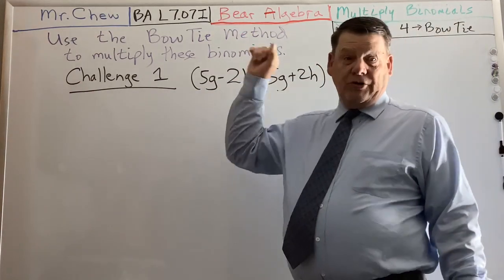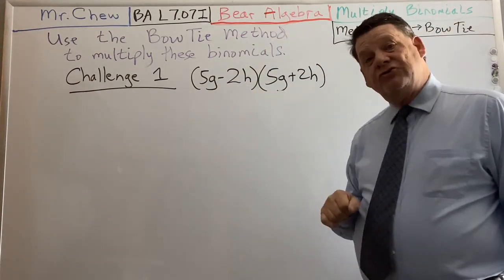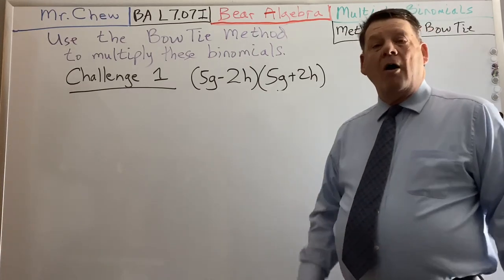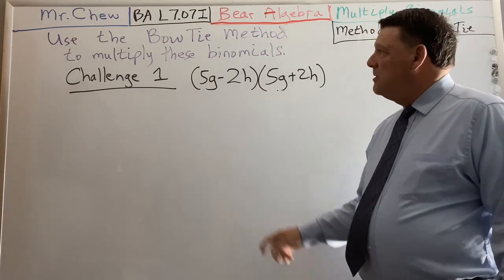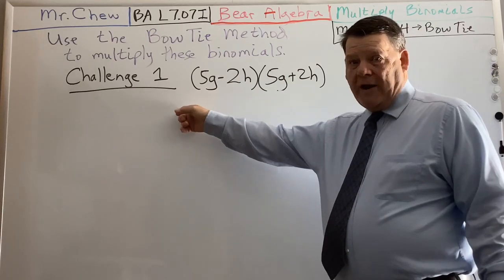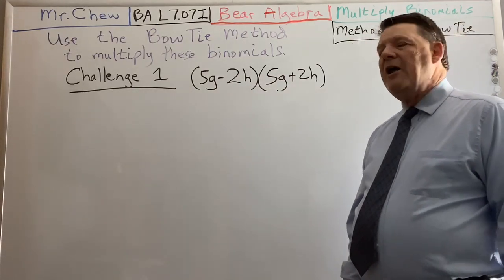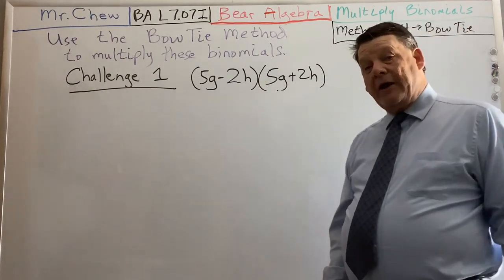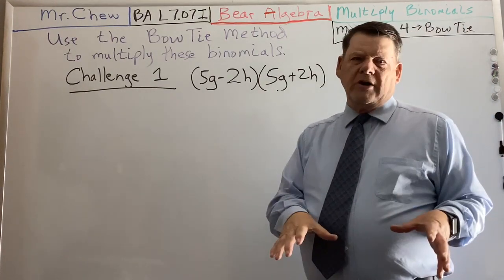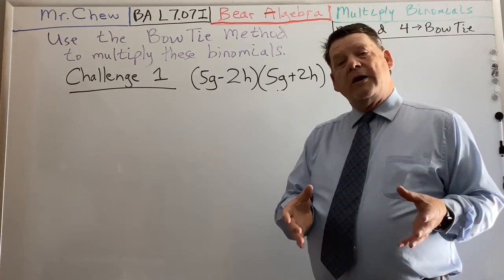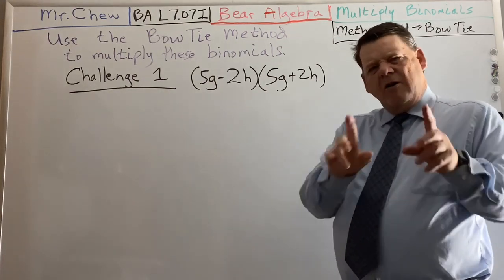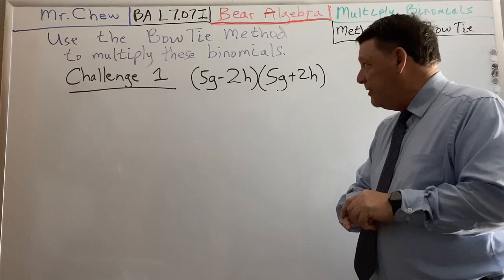So I had two problems that I challenged you to work. Hopefully you did them right. In challenge problem one, we have 5g minus 2h times 5g plus 2h. This happens to be a special product that you use in unit 8 as a shortcut when you're reversing this. But let's go ahead and use the bow tie method.